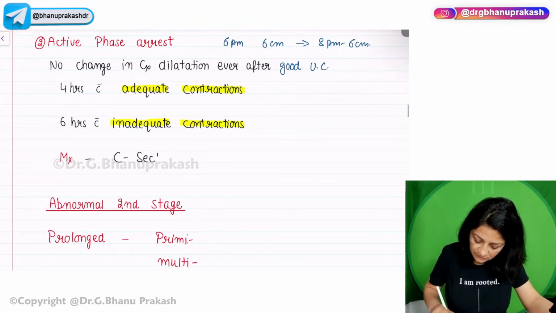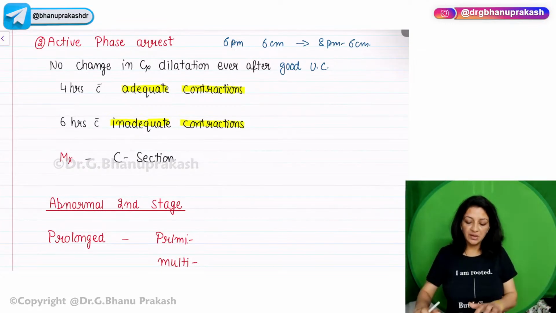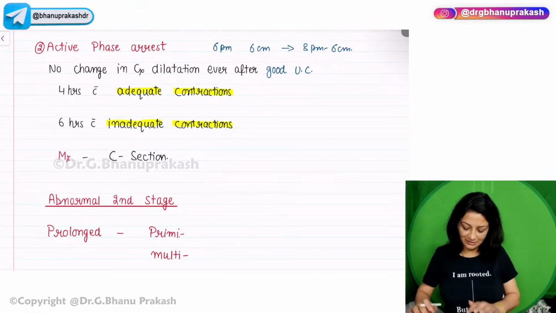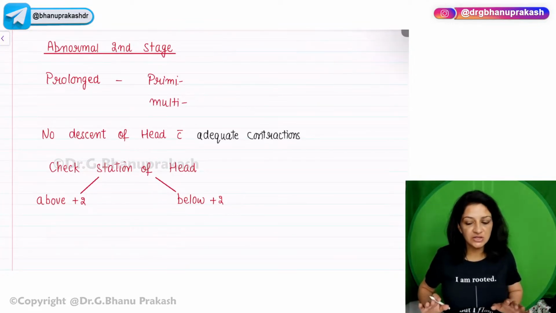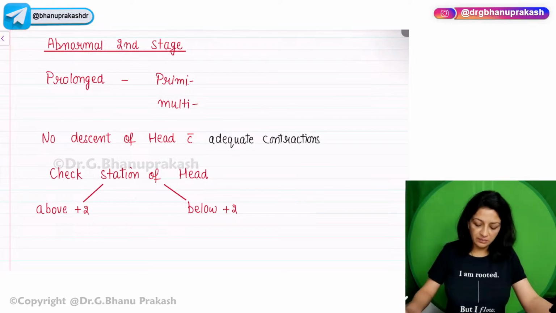cesarean section. Cesarean section. Okay, यहाँ पे हम wait and watch नहीं करेंगे. Active phase arrest है, then cesarean section. So next one is, so ये तो हुआ first abnormal first stage of labor. So abnormal second stage of labor.